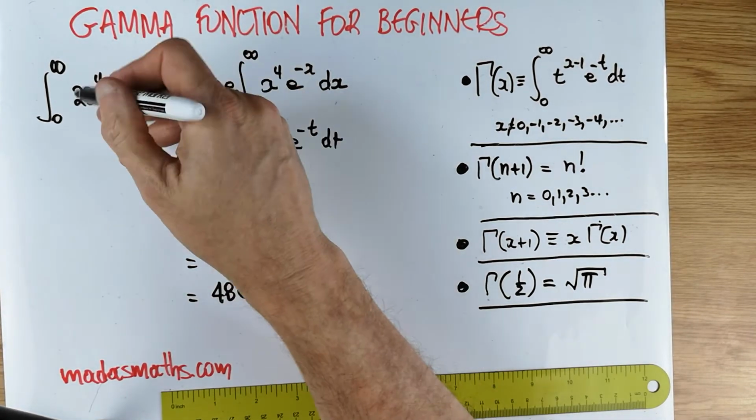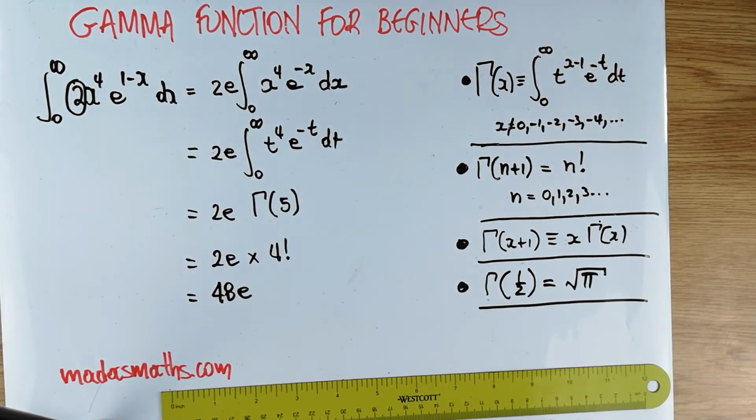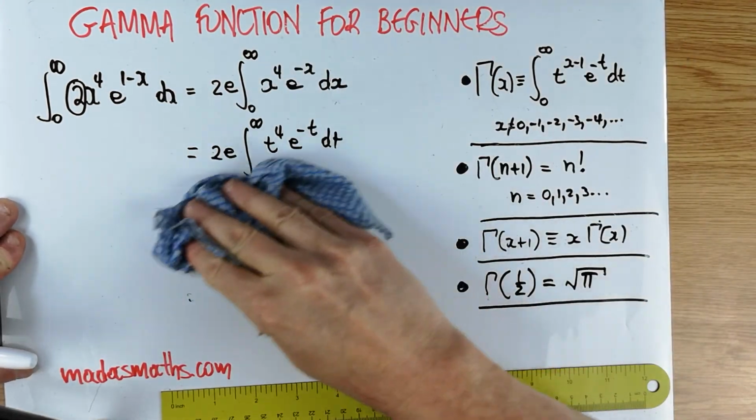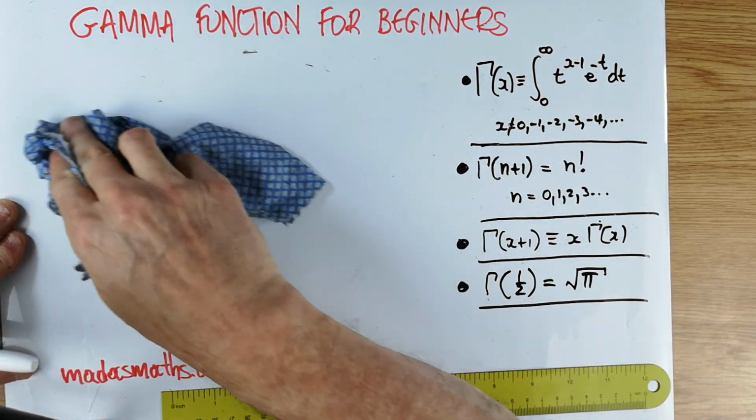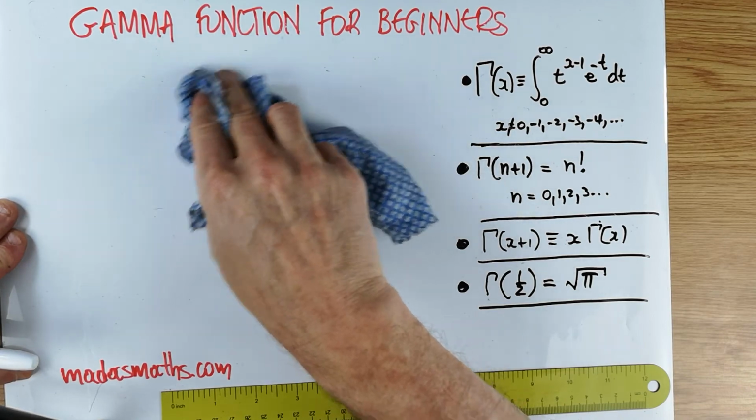And as I said in the beginning, that 2 makes absolutely no difference. If that wasn't there, we would have had 24e as our answer. And we're going to look at the very last example for today. So maybe we have to do some integration at long last, maybe, I don't know.